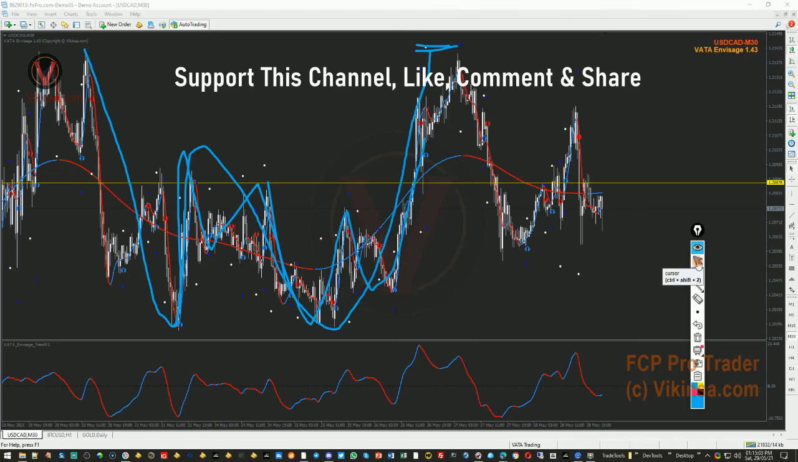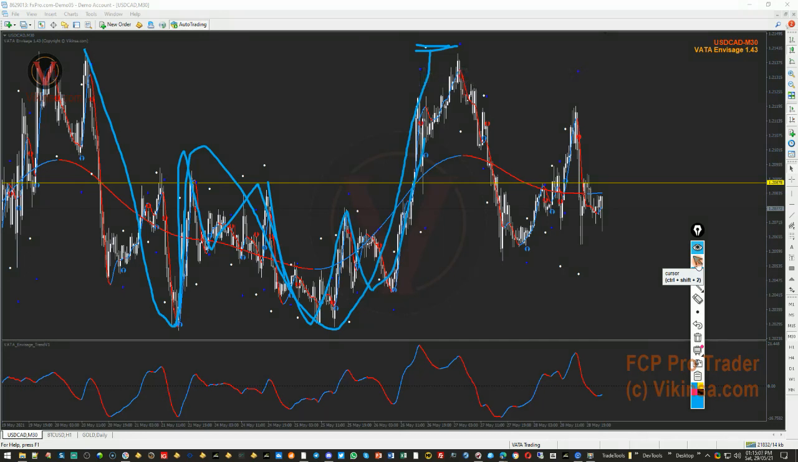Right, so this is what we had for Forex. We have been able to cover DXY, EUR USD, AUD USD, GBP USD and USD CAD.